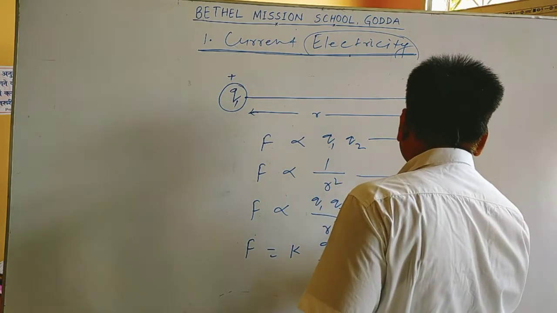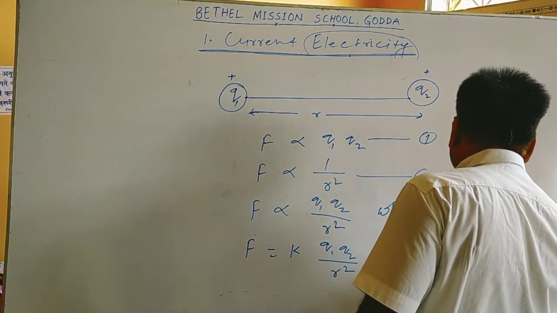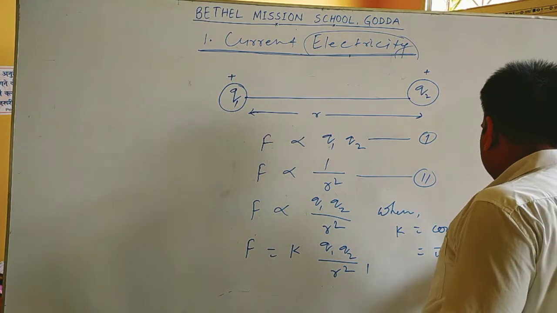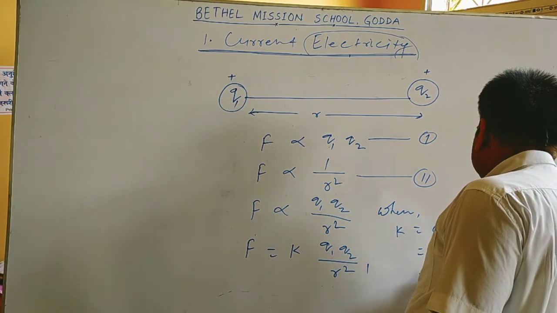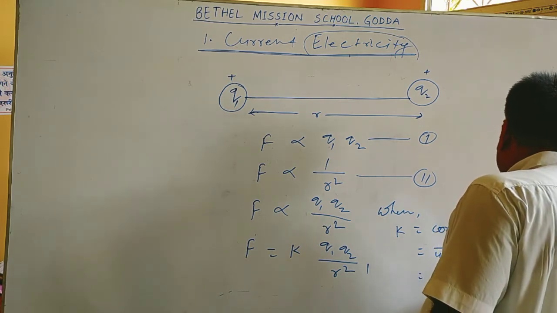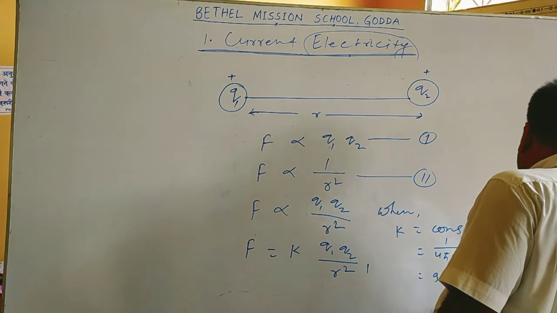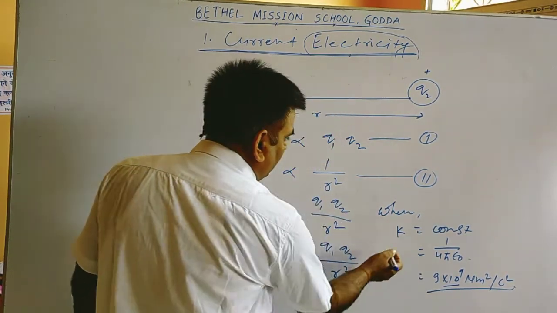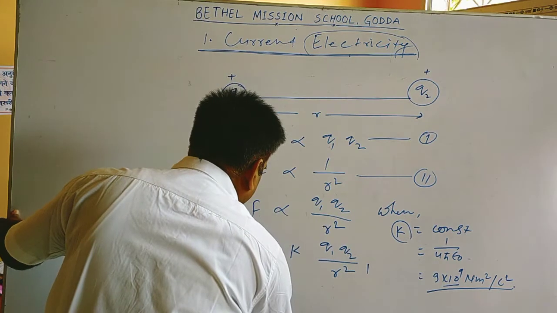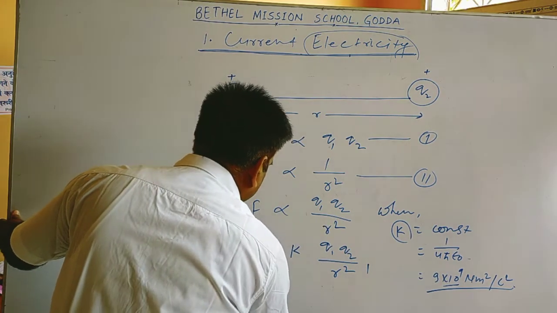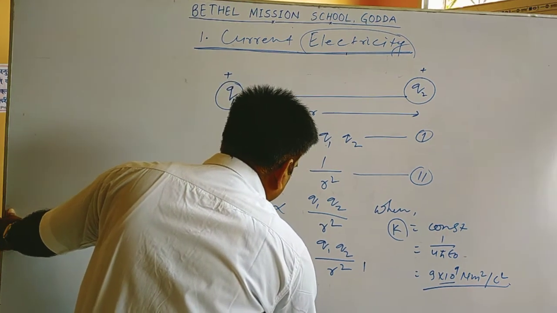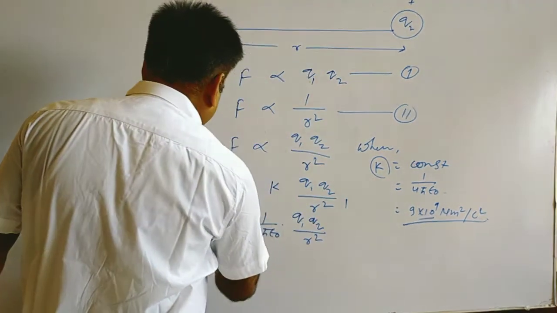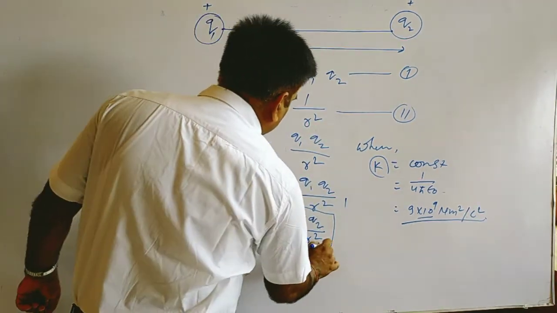K is a constant, and its value is 1 by 4 pi epsilon 0, and its numerical value is 9 into 10 raised to the power 9 Newton meter square per coulomb square. This is the numerical value of K, meaning 1 by 4 pi epsilon 0. So we can write F equals 1 by 4 pi epsilon 0 Q1 Q2 by R square. This is the required expression for this law.